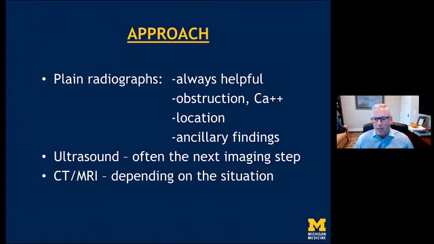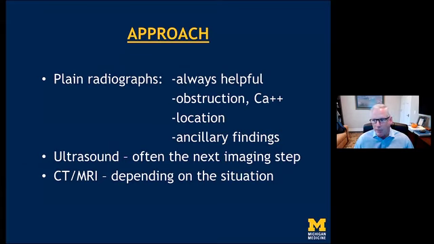Oftentimes they will be obtained because we're looking at gas pattern, we're looking at other things that might help to explain the patient's abdominal discomfort and abdominal distension. So you can look for calcifications, you can start to hone in on the location of the abdominal mass based on the radiographs, and then the ancillary findings, and I'll show you some examples.